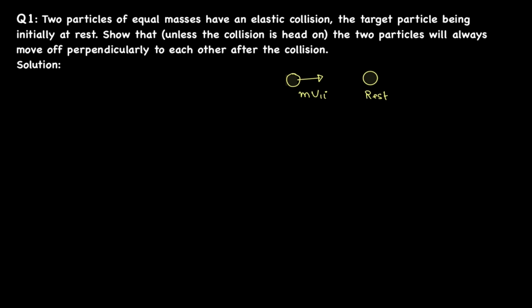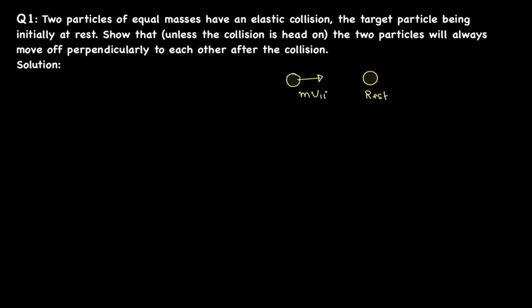So what will happen? You can read that unless the collision is head on, if the collision is not head on, then what will happen? The two particles will always move off perpendicularly to each other after the collision. If the collision is head on, then both will move along one dimensional motion like this. They will move after the collision in this line. But if the collision is not head on, then one moves in this direction and the other moves in this direction. And if their masses are equal, then the angle between them must be equal to 90 degrees.